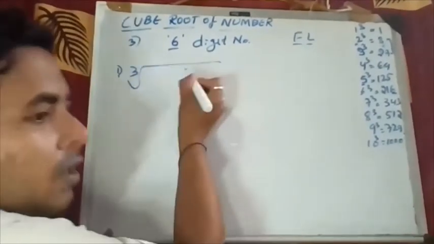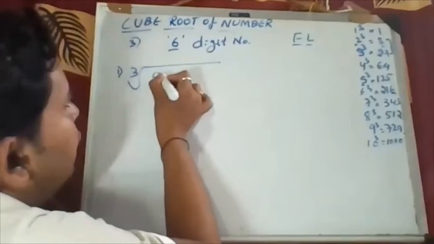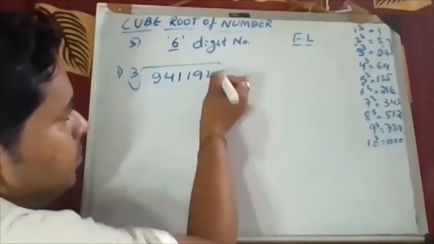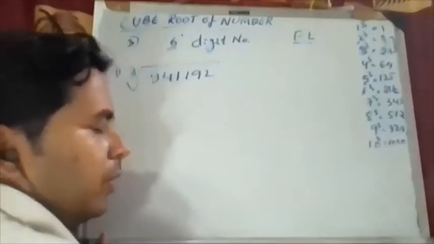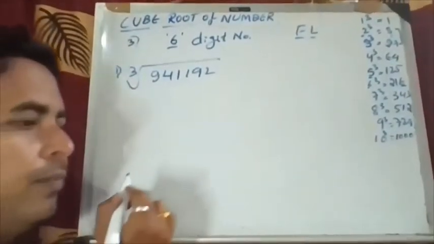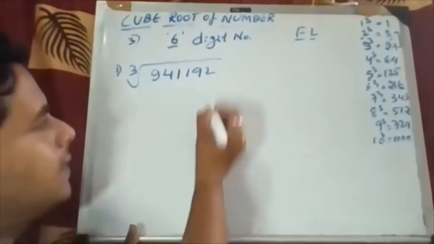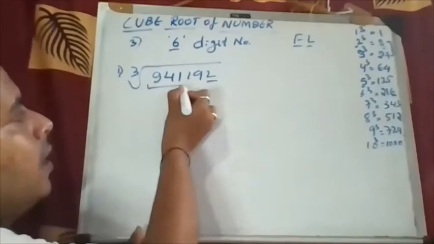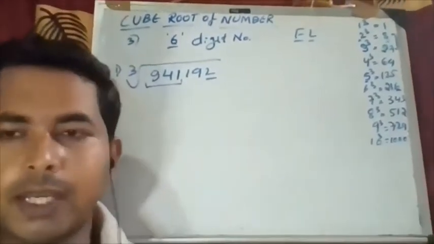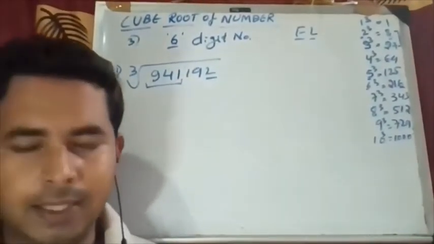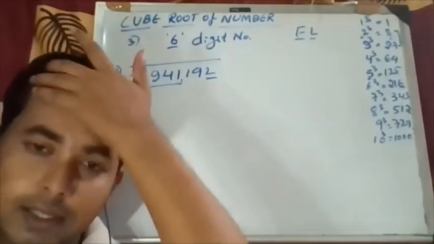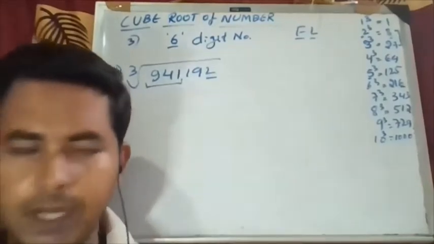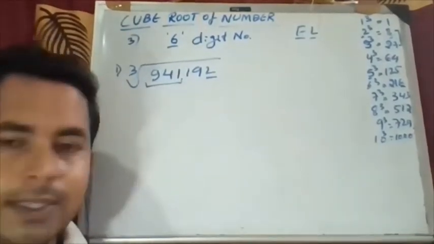Cube root of 941192. So here what you have to do? Again the same way, check the unit digit's corresponding value, but here you have to make a group of 3. Group of 3 is to be taken. In the previous cases, for 5 digits we took a group of 2, and for 4 digits we took only 1. So here make a group of 3.